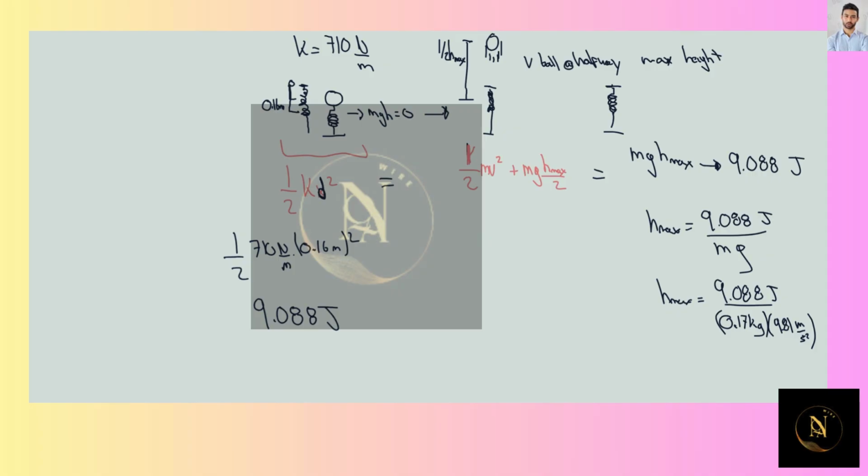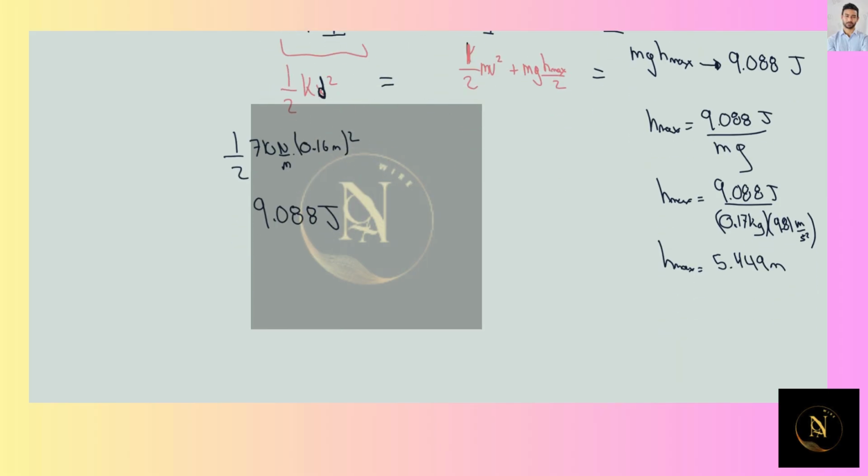So we're going to end up with a maximum height equal to 5.449 meters. If you want, we can round this up as h max up to 3 significant digits, because all the quantities that we have are maximum up to that, equal to 5.45 meters. So now we can introduce this value and apply conservation of energy on the halfway point.